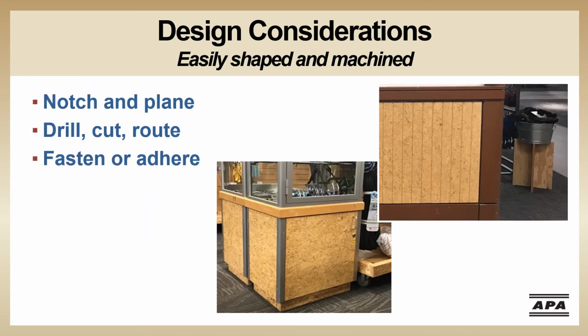Engineered wood products have nearly unlimited uses and are easy to work with. Structural composite lumber can be cut or routed with unlimited patterns. The best part of all is that engineered wood products are very easy to work with and can be fastened and adhered to similar or dissimilar materials.